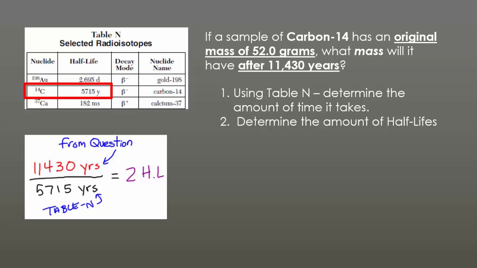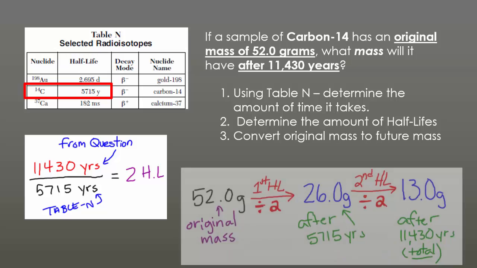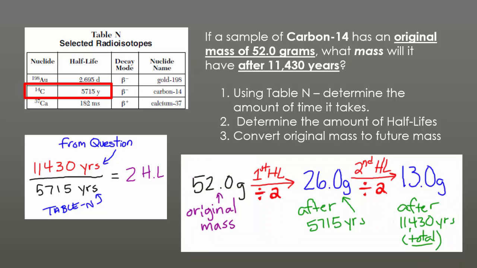Take the time from the question, take the time from table N, divide the two, and that's how many half-lives you have. Then, using what we're going to call the arrow method, which we'll show you in just a second, you're going to divide your sample by two two times because you have two half-lives. So your original mass after the first half-life would be 26 grams. That's after 5,715 years. We need 11,430 years. So you're going to divide again 26 by 2, and you'll get 13 grams, which tells you the new mass after 11,430 years.